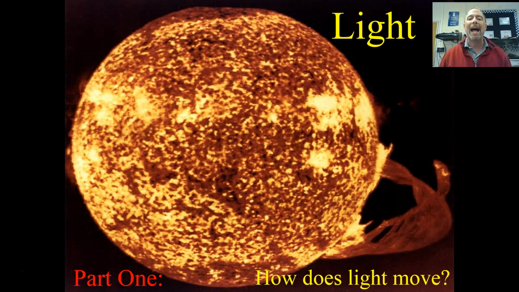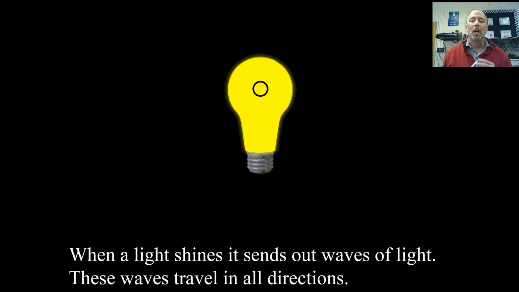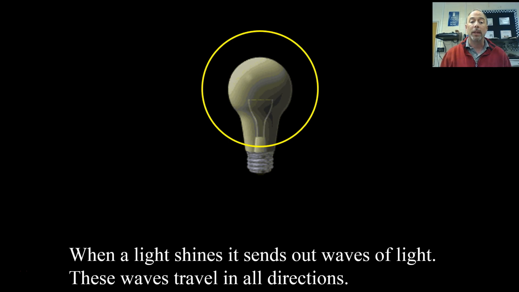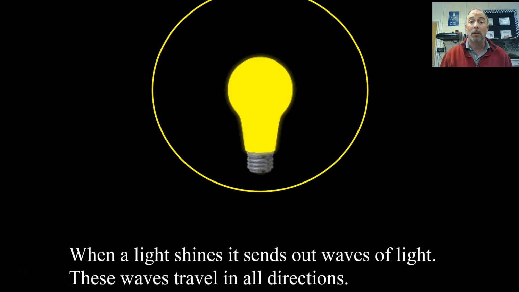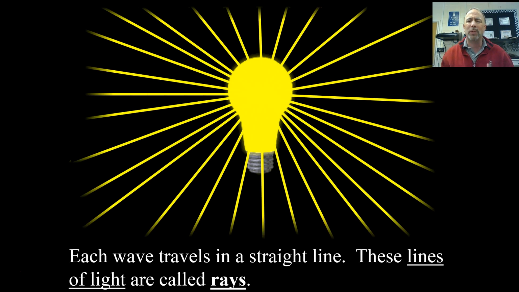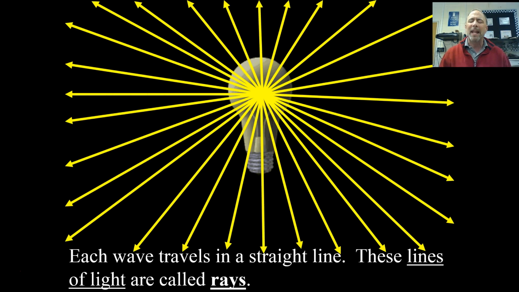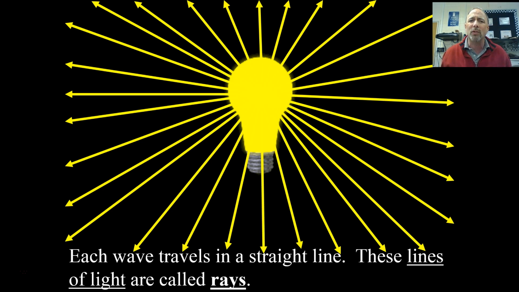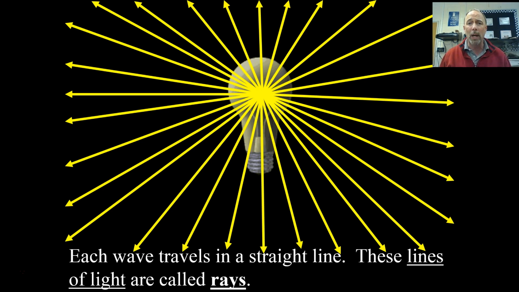So, part 1, how does light move? Well, when light shines, it sends out waves of light. These waves travel in all directions. However, light is really weird, and it moves really interestingly. Not only is it traveling in circles or in waves, but it is also traveling in straight lines. And these lines of light are referred to as rays, just like that geometry term.